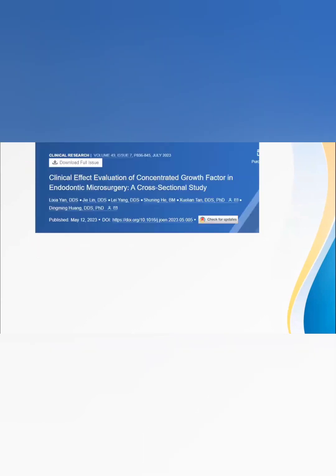This is an example of a cross-sectional study. In this, 54 patients who underwent endodontic microsurgery from January 2017 to November 2021 were enrolled. They were assigned to the concentrated growth factor and control groups according to whether the CGF was used during the surgery and followed up at 6, 12 and 18 months after surgery.